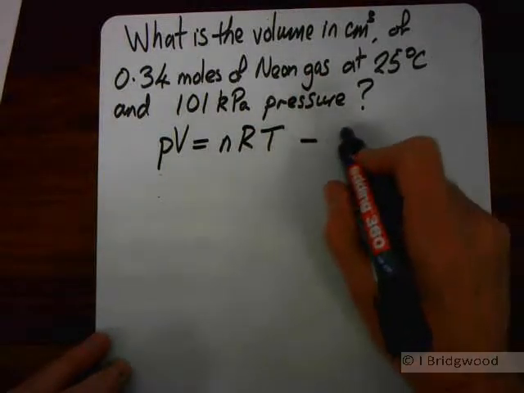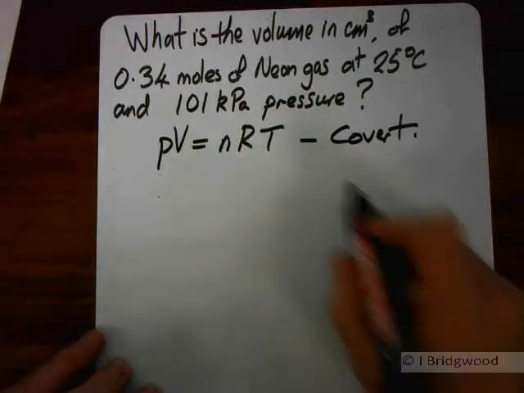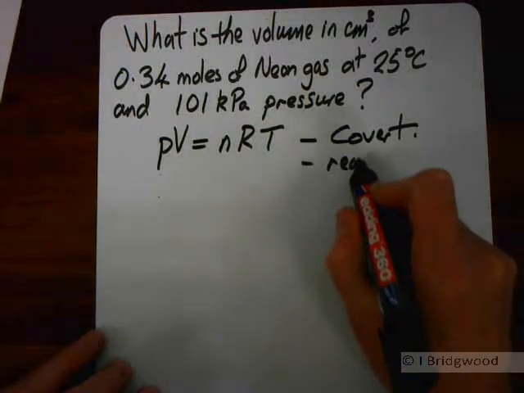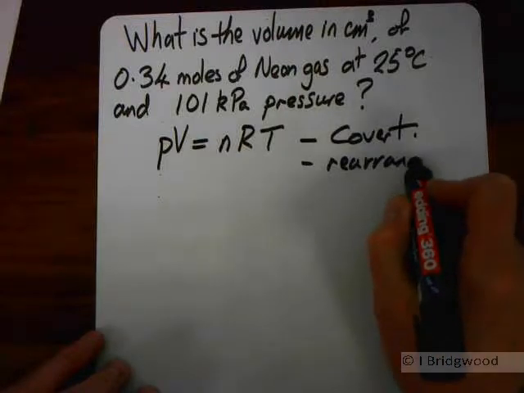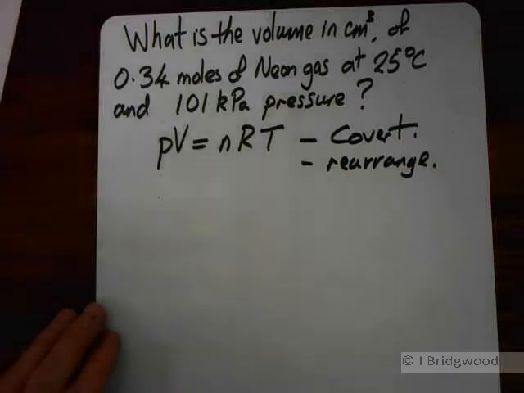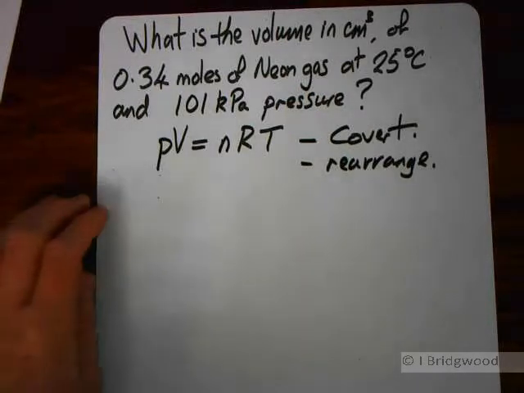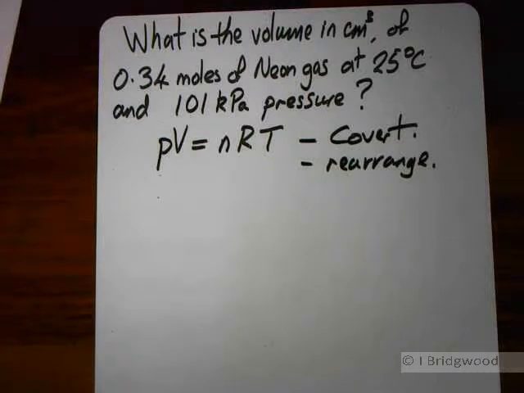we are going to have to do some conversion, and we're also going to need to rearrange the equation. And I think I'm going to start by rearranging my equation. But remember, when you're doing a problem like this, always start by quoting the equation PV equals nRT, because in exams that certainly gets you marks.